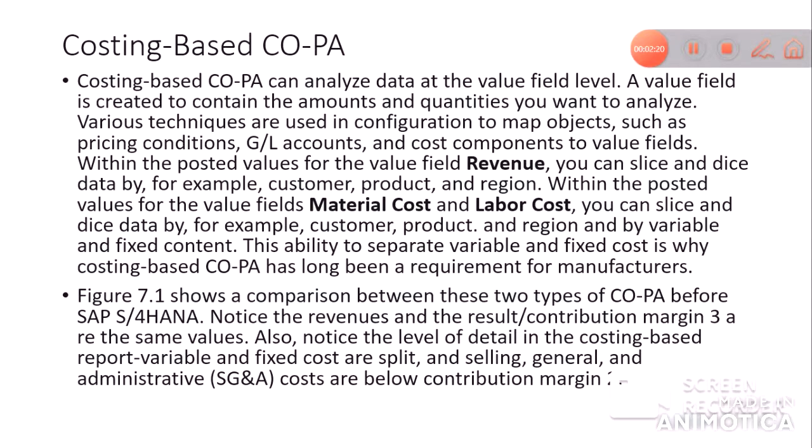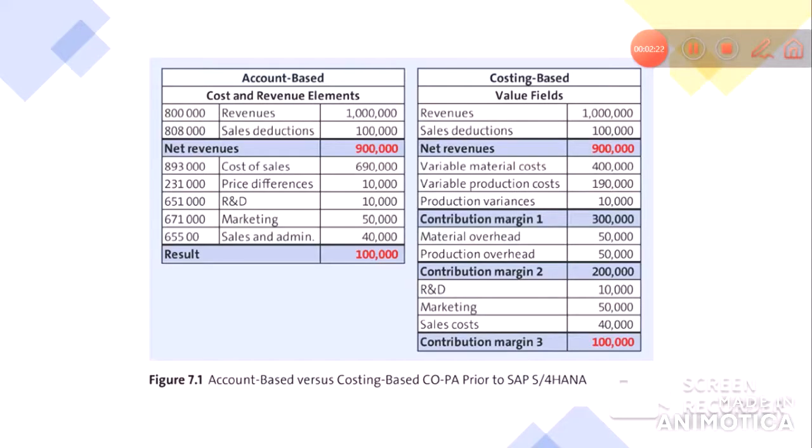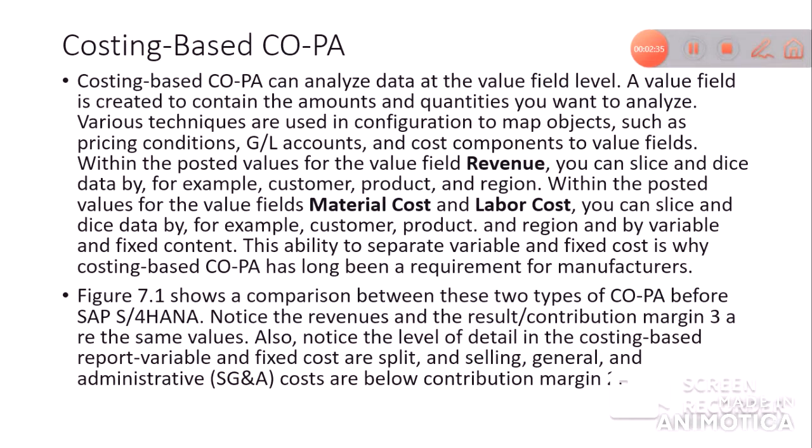So let us see the figure. Account based versus costing based COPA prior to SAP S/4HANA. Account based uses cost and revenue elements, costing based uses value fields. So here notice the revenues.